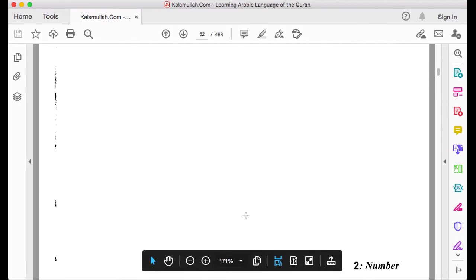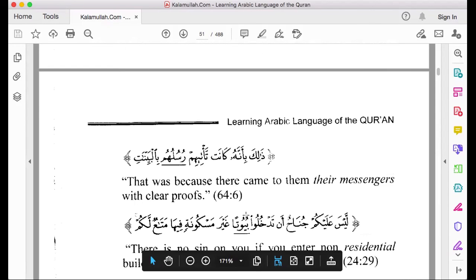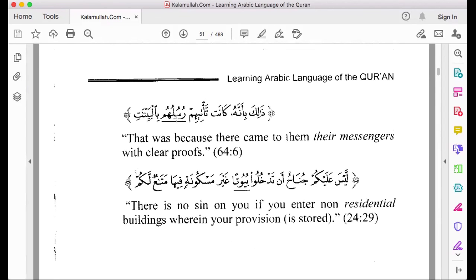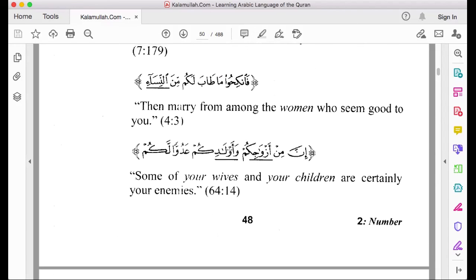So I would suggest that you go over the plural patterns again. I know there's a lot of them, but the main idea is not for you to memorize everything, but I hope you can at least recognize that this is a plural word when you read it in the Quran. For example, if you see rasulun, you know that's singular, but if you see rusul in the Quran, you would know that this is plural. Baitun, buyut. So I hope you're able to recognize some of them, like waladun, awladun.